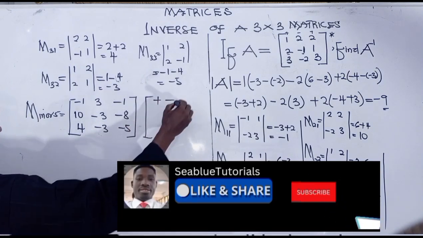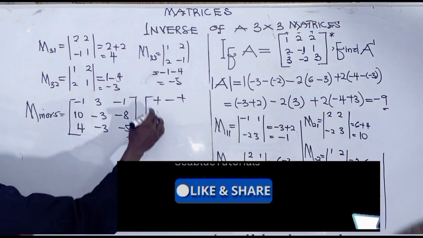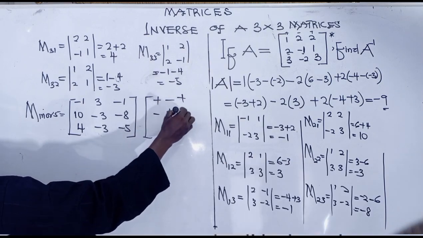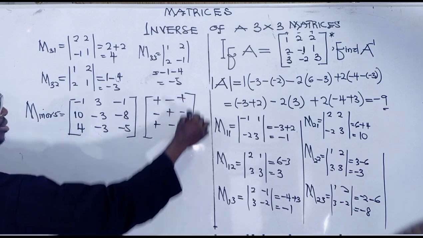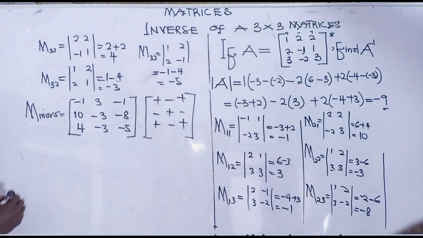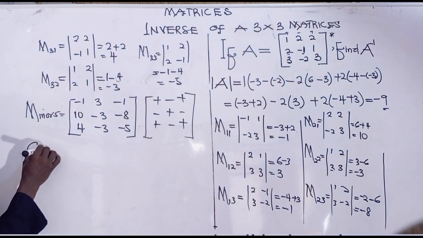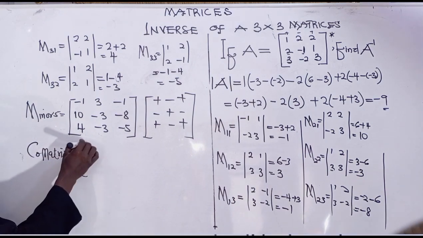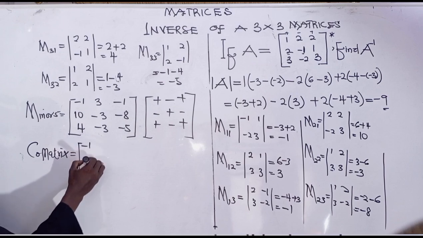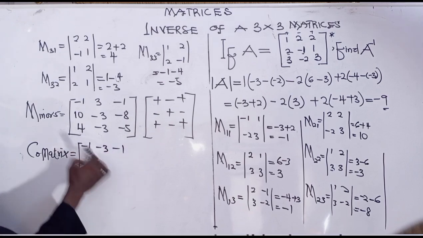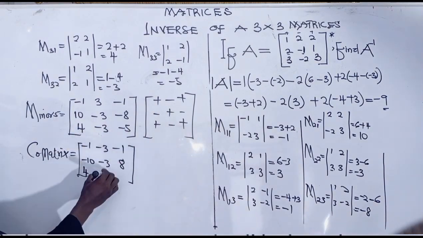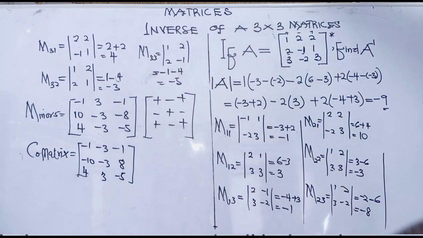To find our co-matrix or the cofactor, we are just going to multiply these minors by these signs array. Plus, minus, plus, minus, plus, minus, plus, minus, plus. And when we do that, we are going to have our co-matrix to be: minus 1, minus 3, minus 1. So this is the co-matrix of matrix A.